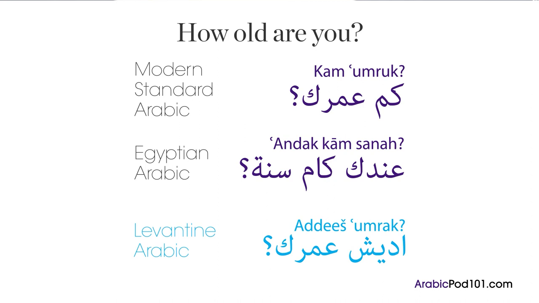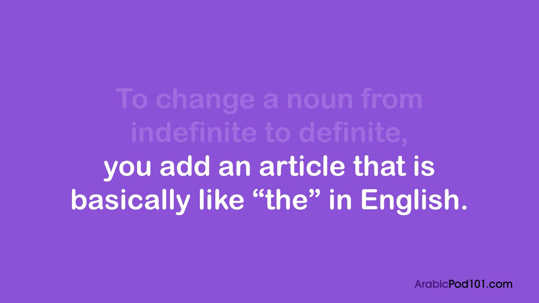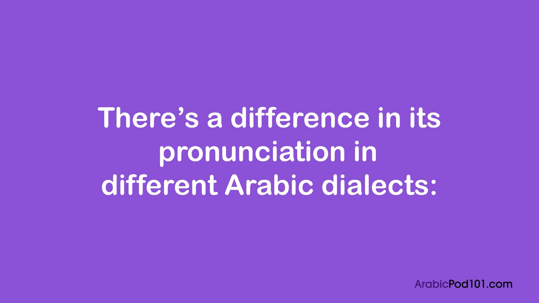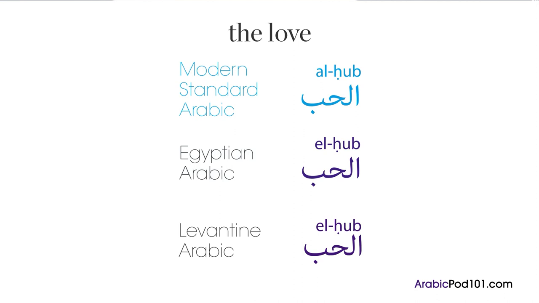To change a noun from indefinite to definite, you add an article that is basically like the in English. There's a difference in the pronunciation in different Arabic dialects. Let's see the word the love as an example. الحب الحب الحب. Notice the difference between ال and ال. These are basic examples of differences between modern standard Arabic and two different Arabic dialects.